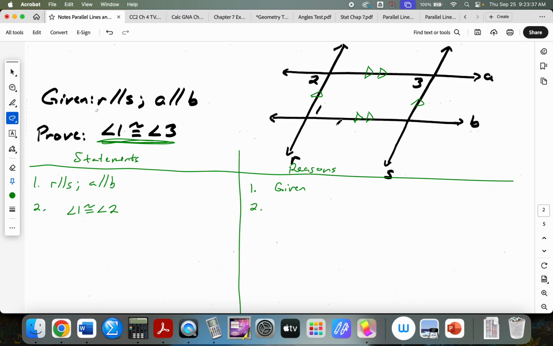How do I know that angle 1 and angle 2 are congruent to each other? Opposite. We're again with, you got to know the right words. So this is the alternate interior angles theorem. You're welcome to abbreviate just like I've done here.